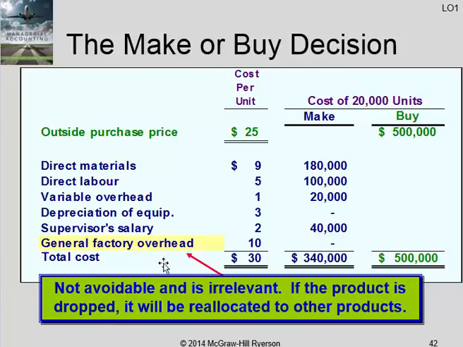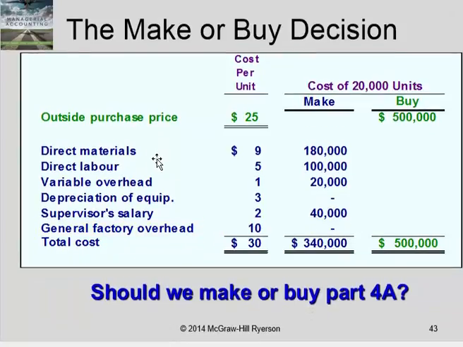Now, again, general factory overhead. We've just discovered that that's not avoidable. So we're not going to be able to get rid of it. It's still going to be a cost to us whether we make or buy, so we can leave it out because it's not relevant for our decision.